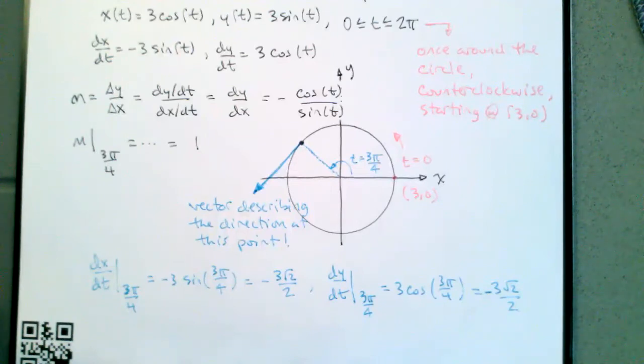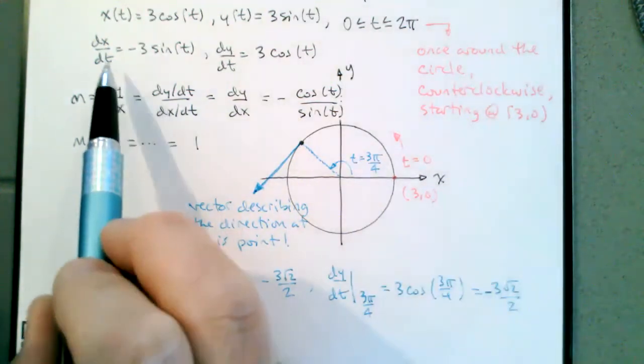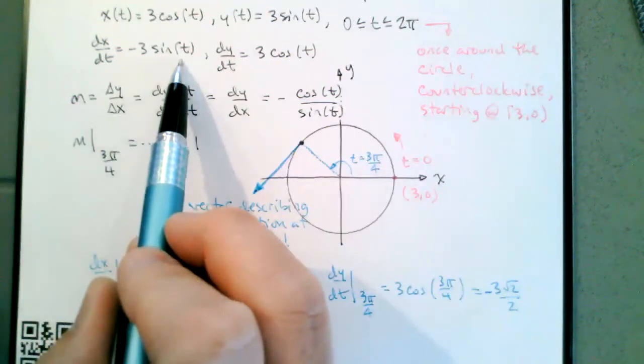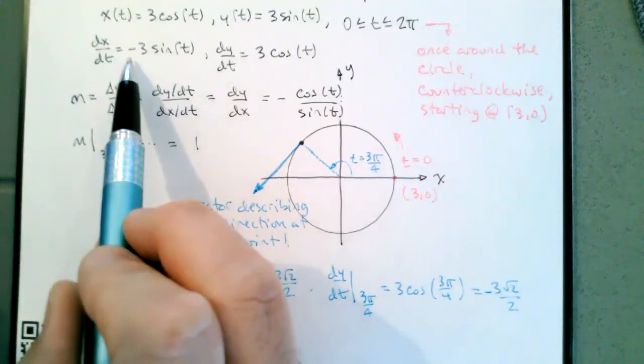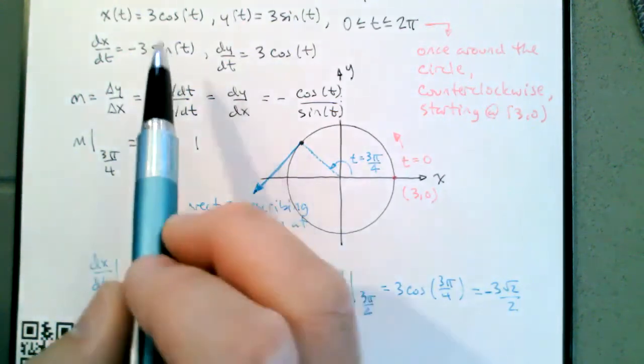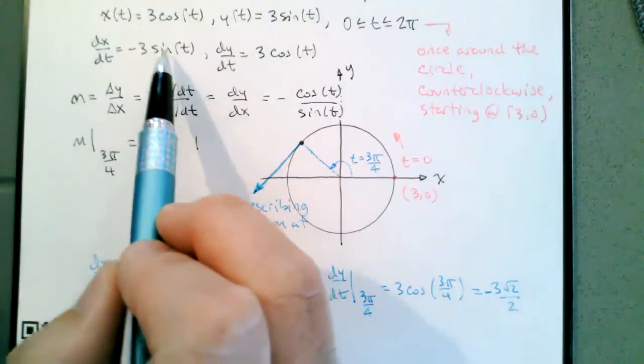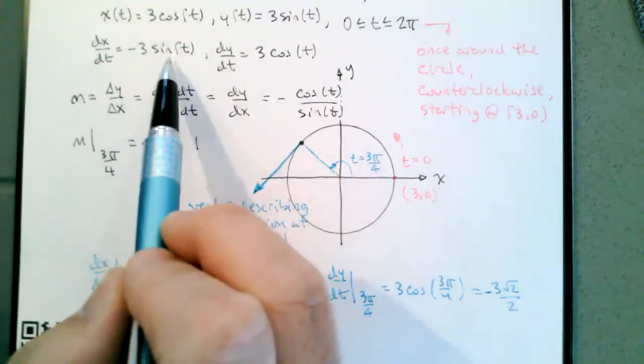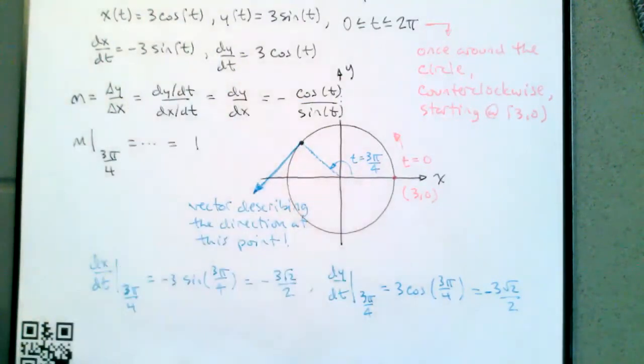So here, sine didn't become negative. Sine is positive. The negative comes from dx/dt being -3 sine of t. So sine of 3π/4 is positive √2/2, but multiplied by -3 it gives us -3 times √2/2. Also, the sine didn't become negative; we took the derivative of cosine and got negative sine. The derivative of cosine of t is negative sine of t.